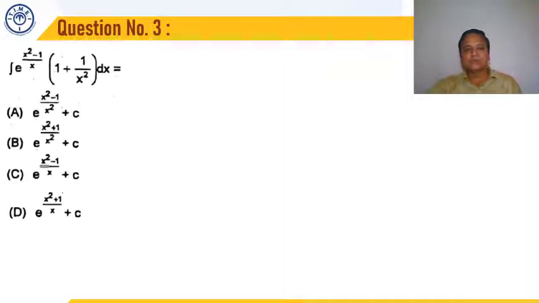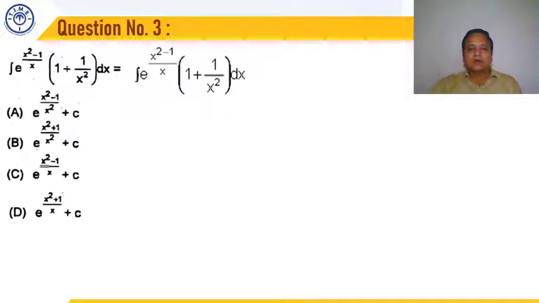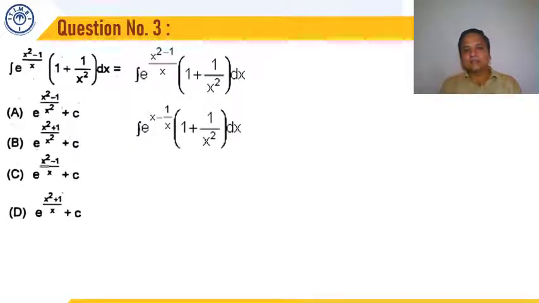Moving further, question third of the handout. It says integral of e to the power x square minus 1 by x bracket 1 plus 1 by x square dx, and 4 choices are given to us. E to the power x square minus 1 by x is nothing but x minus 1 by x, and then we had 1 plus 1 by x square dx.